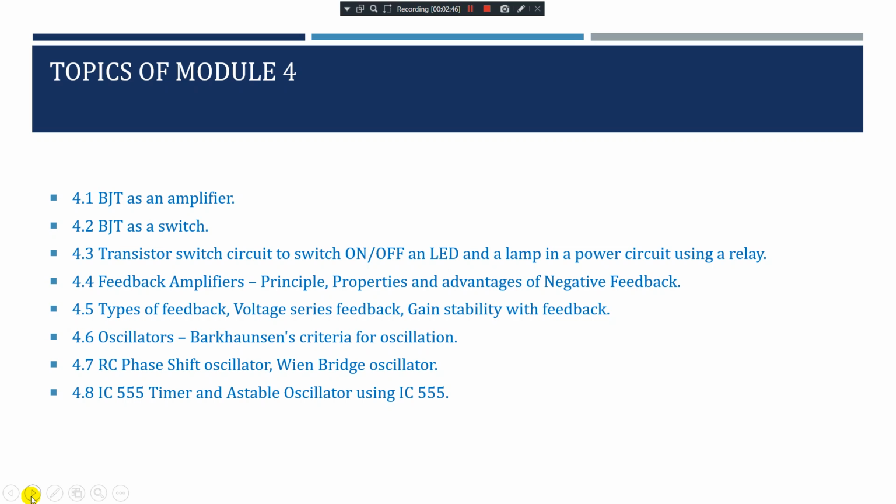Apart from oscillators, we will be having some timers. When it comes to a timer, the very famous timer nowadays is the 555 timer. Whenever we speak about a timer IC, the preference is given to the 555. So these are the topics to be covered in module 4. For today's session, we'll be studying the first two parts of module 4, BJT as an amplifier and BJT as a switch.